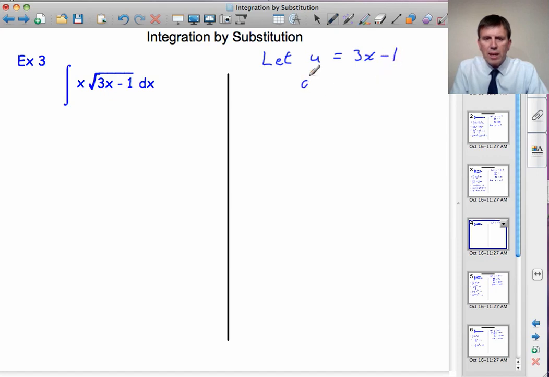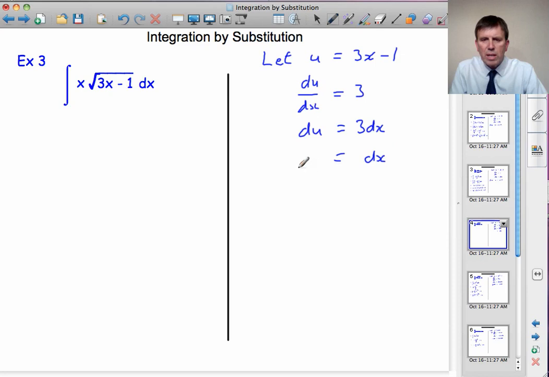So du by dx is equal to 3, which means that du is 3 dx. This is different from the previous two examples where du was equal to dx. Now over here I can see a dx on its own, so let's take this one step further and get dx on its own by dividing by 3. So we'll get dx is 1/3 du.